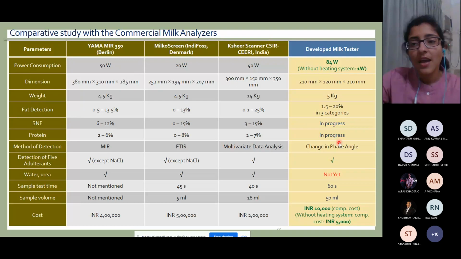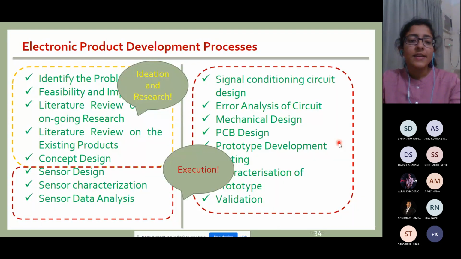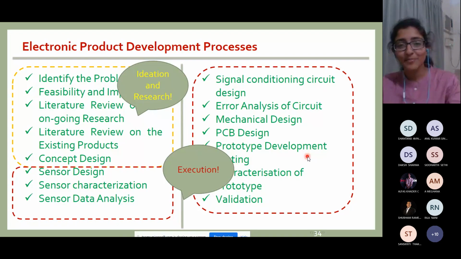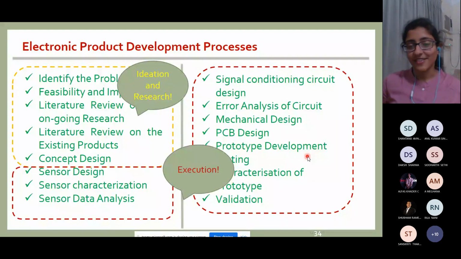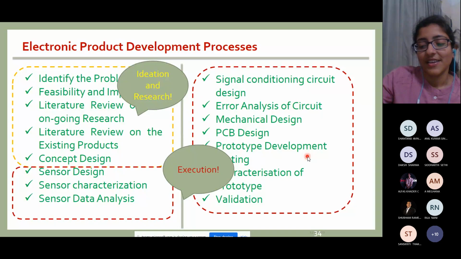So finally, you can see the first process is the ideation and research, and the second process, all those things, is the execution. And after that, you need to launch. That is another fully other department. So this is the ideation, research, then execution, and then launch. These are basically the overview of this electronic product development process.